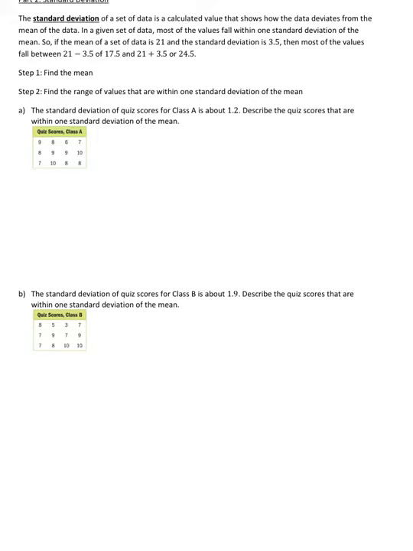Again, in Algebra 2 in high school, a lot of times you'll do one standard deviation from the mean or two, in which case it would be plus or minus 3.5 to the left and to the right, two standard deviations. But everything we're doing here is just one. Okay, letter A. The standard deviation of quiz scores for Class A is about 1.2. Again, plus or minus 1.2. Describe the quiz scores that are within one standard deviation of the mean.